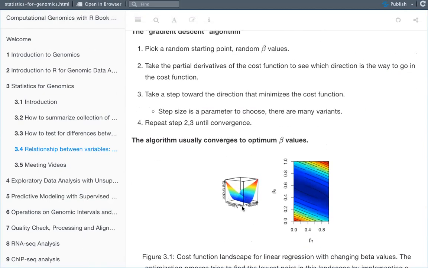So here we have the beta one and the beta zero, and this is the cost function. In this case, this is a three-dimensional plot. Our beta zero is our intercept, so these are all the possible values of our intercept. From this point on, your model line starts from here and goes like that.